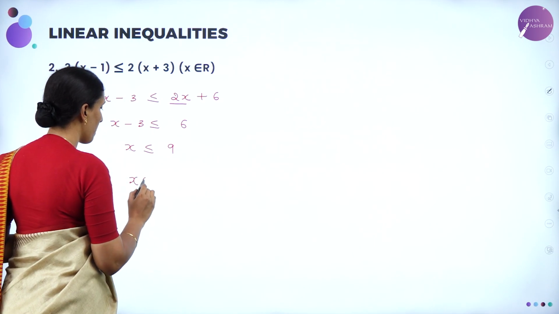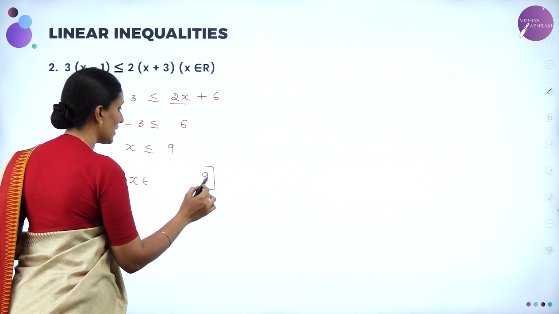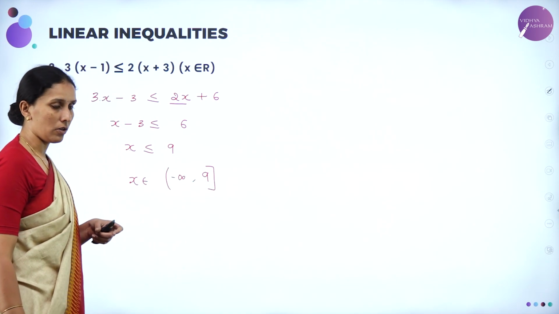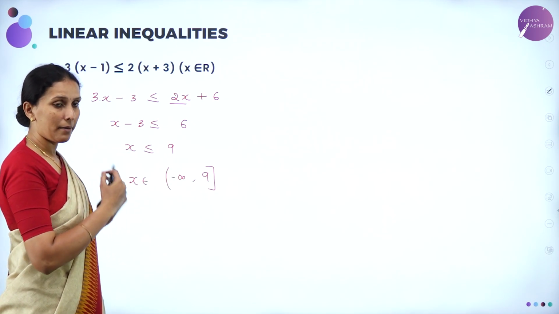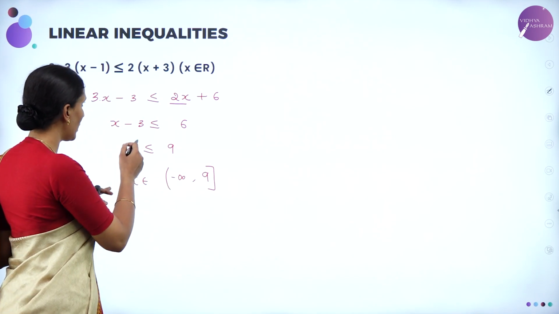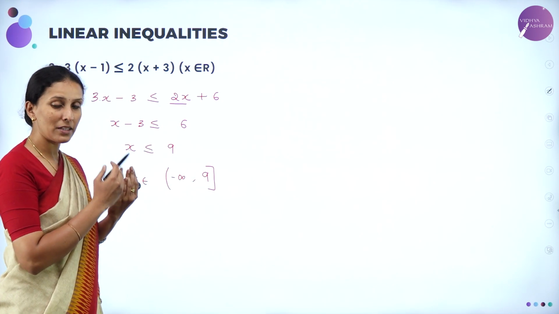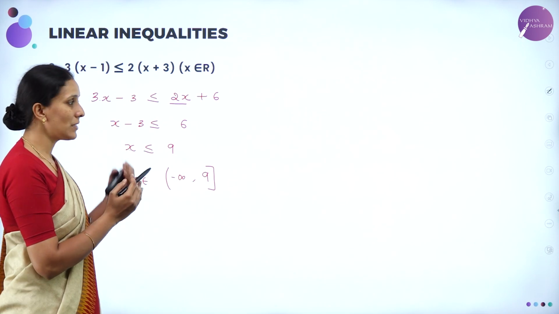That means x belongs to the set less than or equal to 9, which means it can also include 9, going down through all the negative real numbers. Minus infinity indicates the least real number, so we always use the open interval at infinity. So the solution set for the given inequation is minus infinity comma 9. So all the numbers less than or equal to 9 will form a solution for the given inequation.